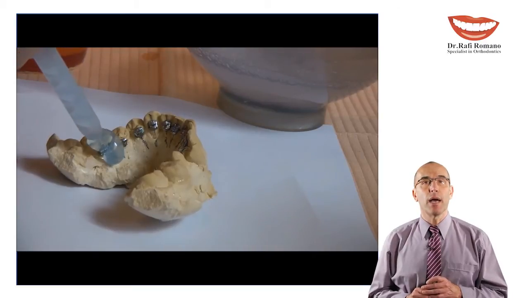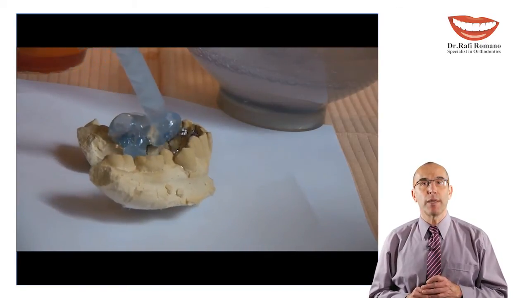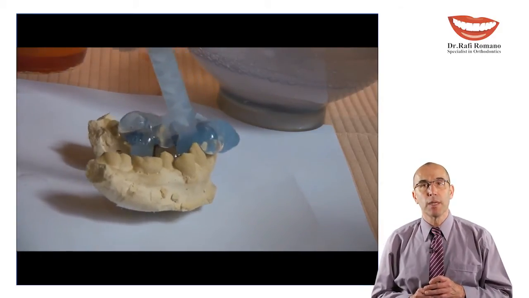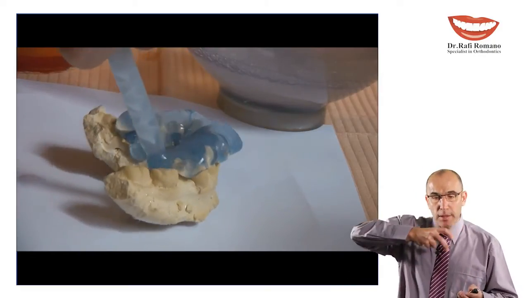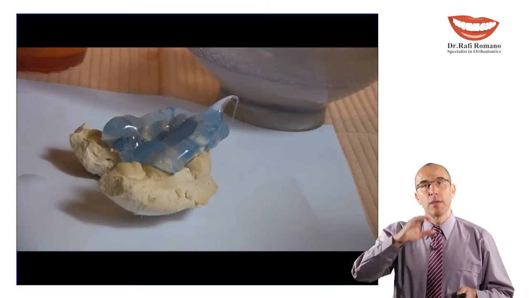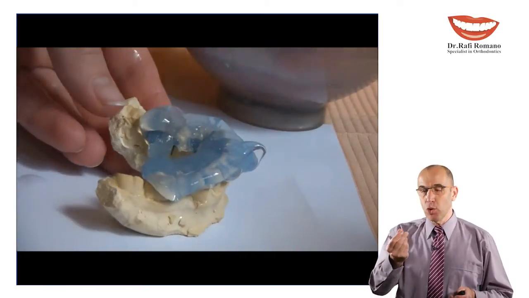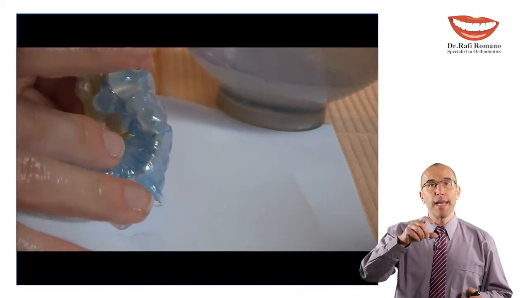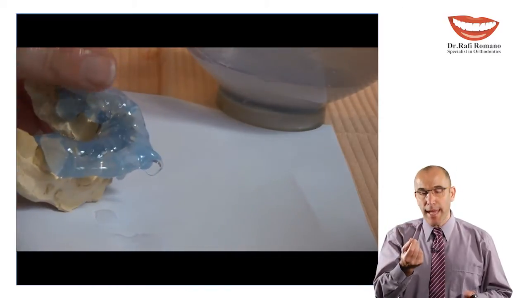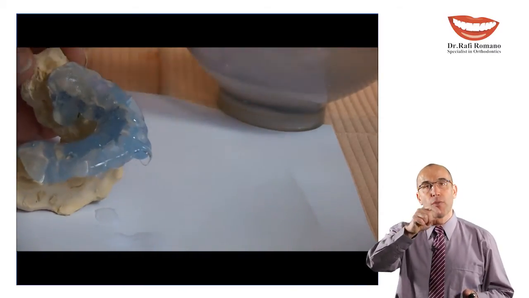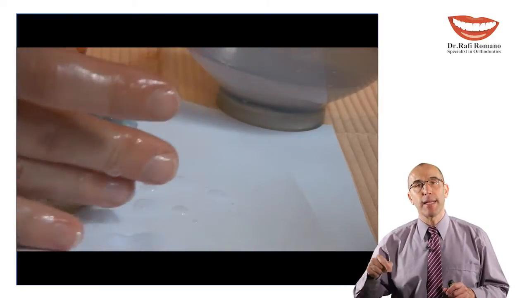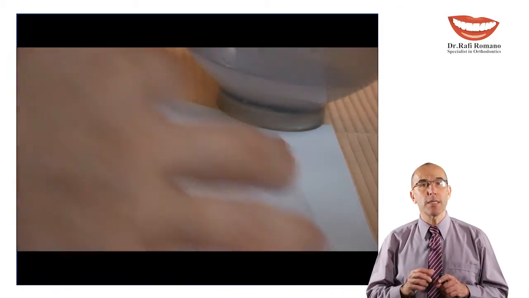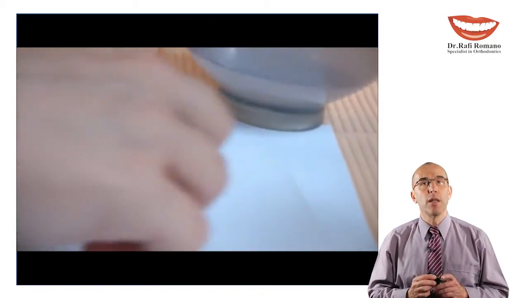Now we prepare the tray. I'm using a transparent material named Memosil. There are many different materials. You put it with a syringe all around the teeth, buccal and lingual, and then you wet your hand with water, just simple water with soap, and slowly with the hand we shape the tray. You wet your hand again and again, and you can see how my assistant is designing the tray slowly, slowly.